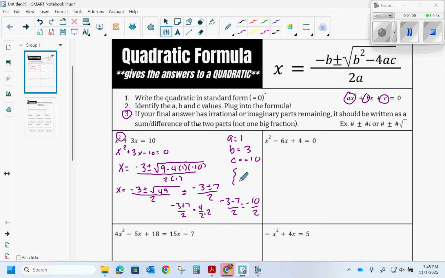So please make sure you put your solutions in squiggly braces like we've been doing for all of our other equations when we're solving. Okay, number 2. Make sure you write x equals every time, please, because this is an equation. Opposite of b, I guess I can write positive 6. Plus or minus. Remember, it doesn't mean negative b in the formula. That means the opposite of whatever b is. b squared minus 4 times a times c.